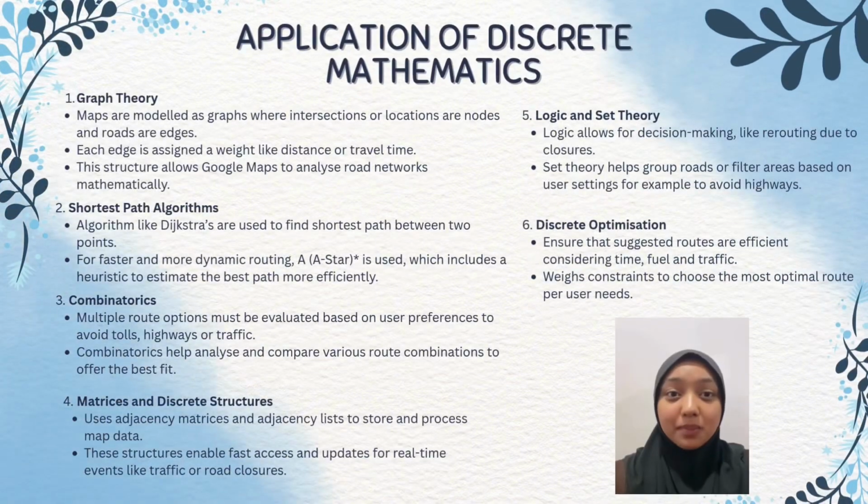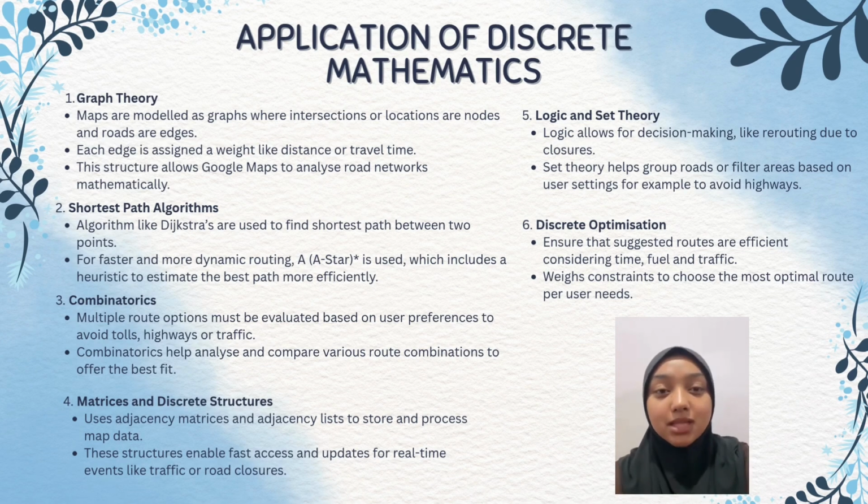I'll be explaining how discrete mathematics is applied in modern navigation systems like Google Maps, focusing on a few key areas. First, we have graph theory. In navigation systems, maps are modeled as graphs. Intersections or locations are represented as nodes, and the routes connecting them are edges. Each edge can have a weight, such as distance or estimated travel time. By modeling maps this way, systems like Google Maps can analyze the road network mathematically and efficiently.